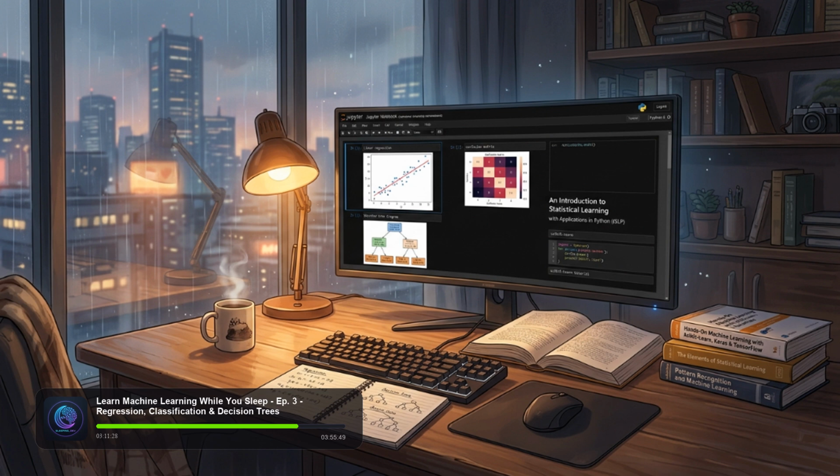However, calculating the exact joint likelihood p of feature vector x given class k directly from training data introduces a severe mathematical wall known as the curse of dimensionality. To understand why calculating exact joint likelihood fails in high dimensions, suppose we have 20 binary features.